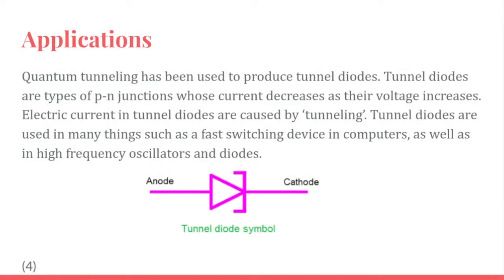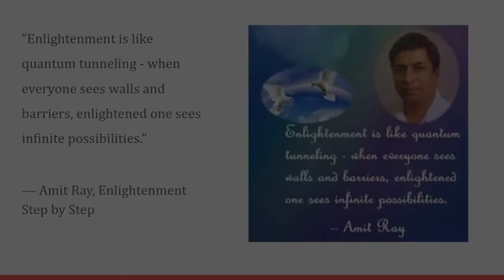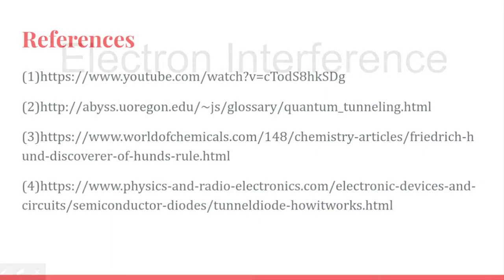It's been used to produce tunnel diodes, which are types of p-n junctions whose current decreases as their voltage increases. Electric current in tunnel diodes is caused by tunneling, and they've been used in many things such as fast switching devices and computers. Here is my quote about quantum tunneling, and then there's my references.